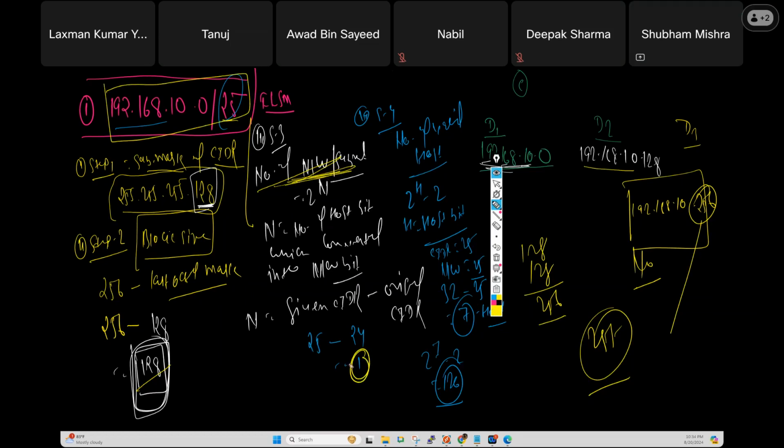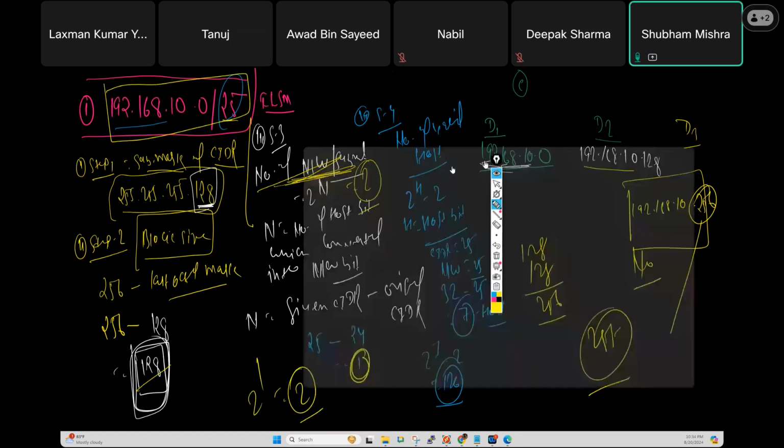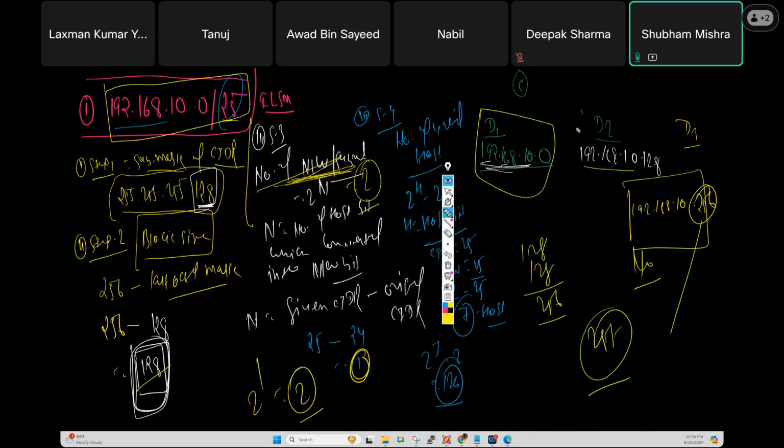So when I put here 2 to the power 1, what is the value? 2. Yes or no? Yes. So it means the number of subnets is equal to how many? 2. So that's the reason we are getting only subnet number 1 and subnet number 2. And these two subnets we are going to assign to different departments. We are not able to calculate the third subnet.